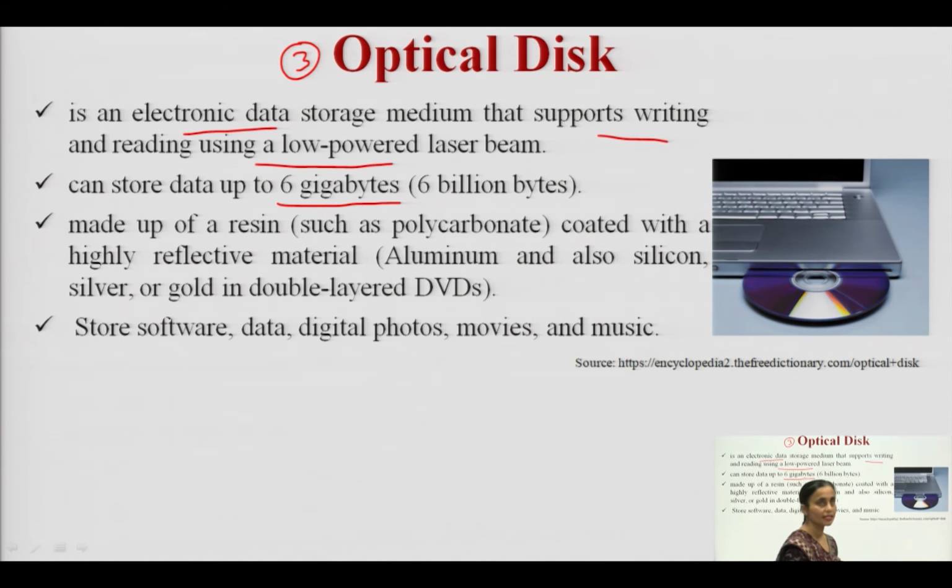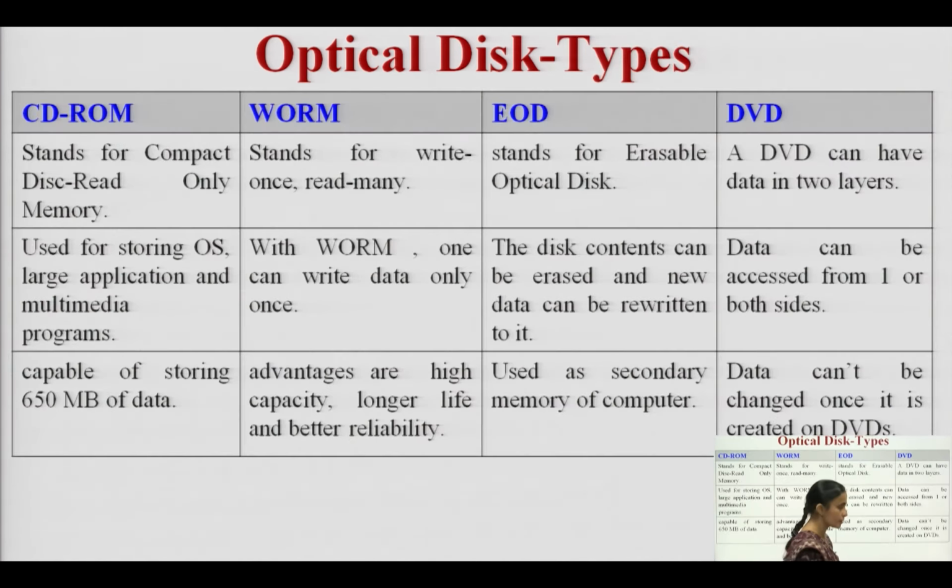It is made up of a resin material, for example polycarbonate, that is coated with a highly reflective material, that is aluminum, or we can also use silicon, silver or gold. Suppose we are using double-layer DVDs, then we can use silver and gold. Then we can store software, data, digital photos, movies and music in an optical disc.